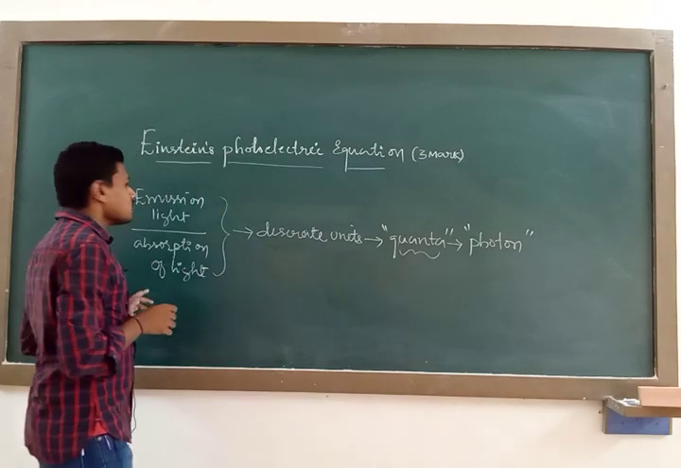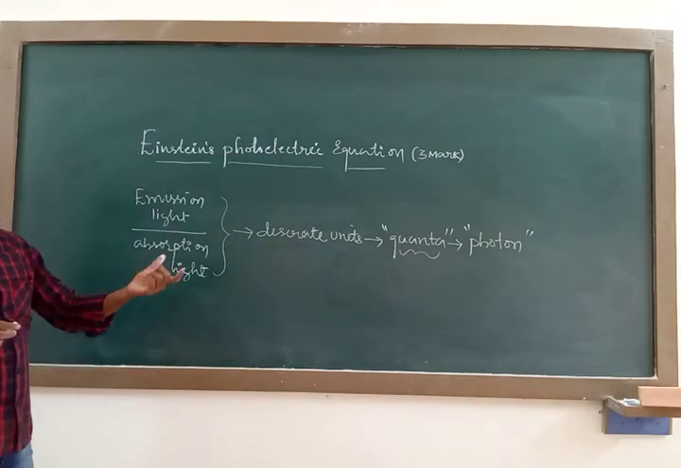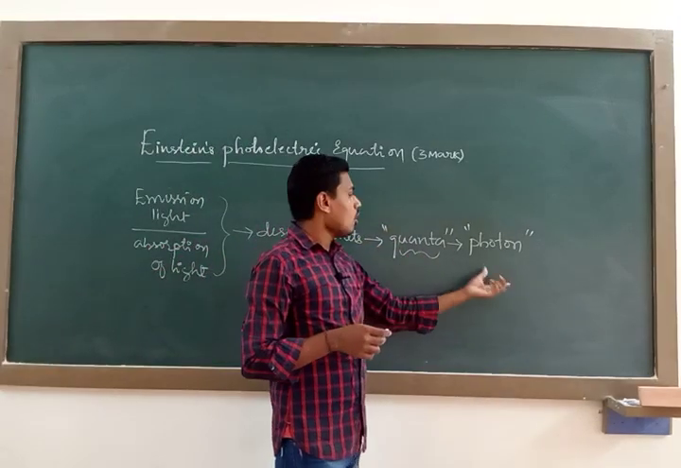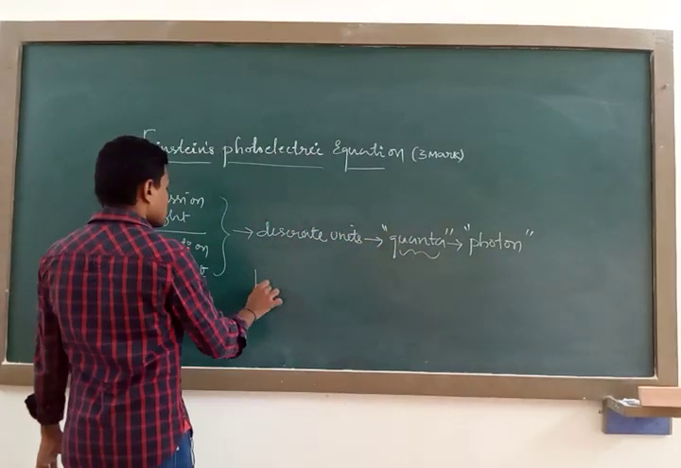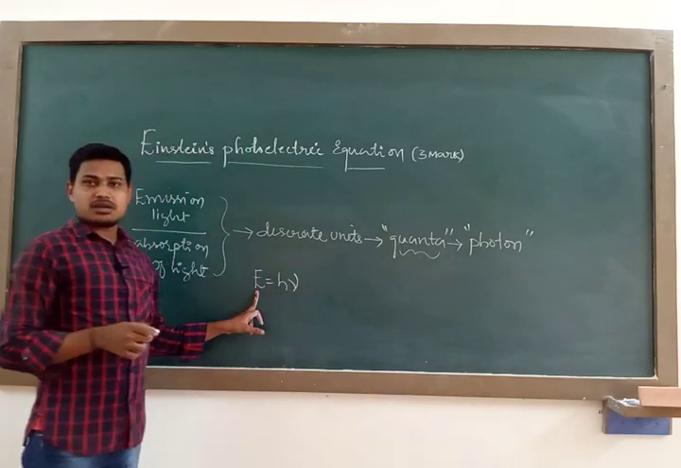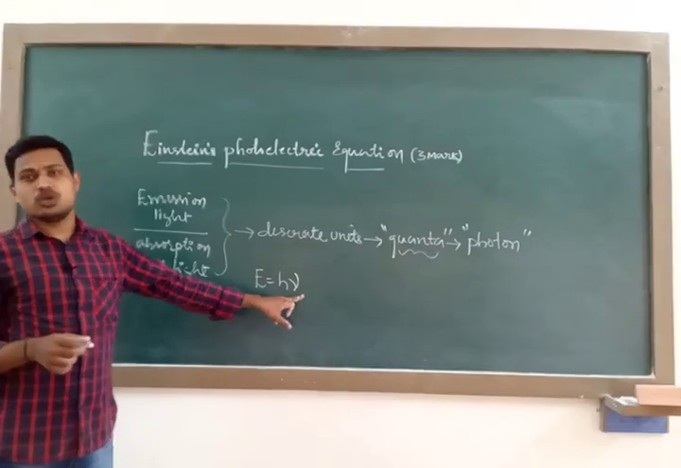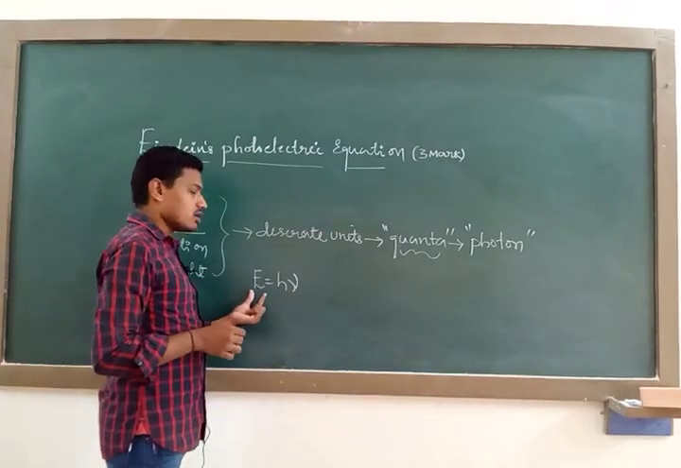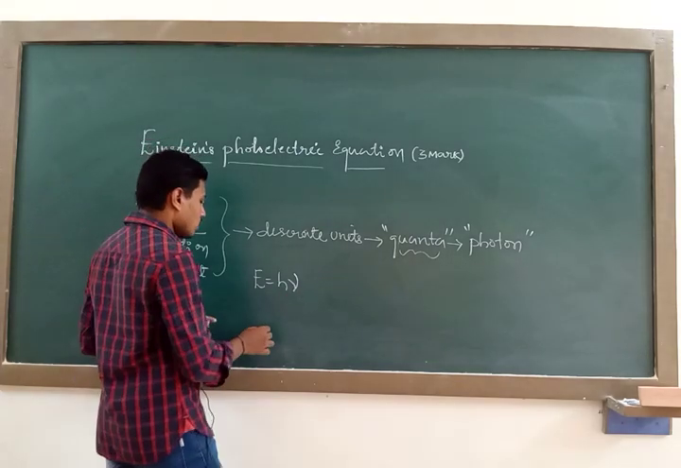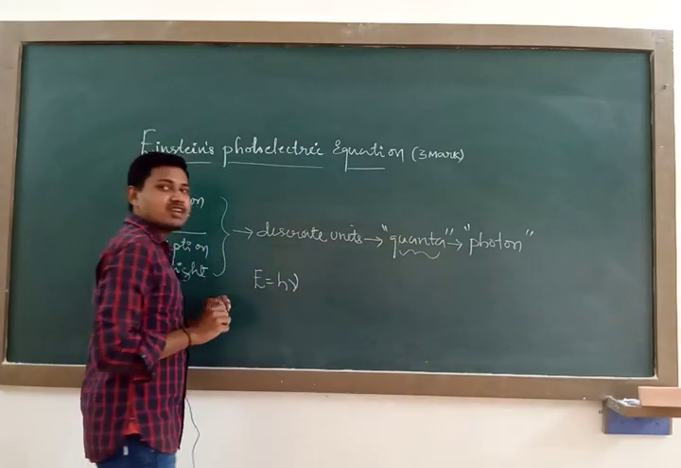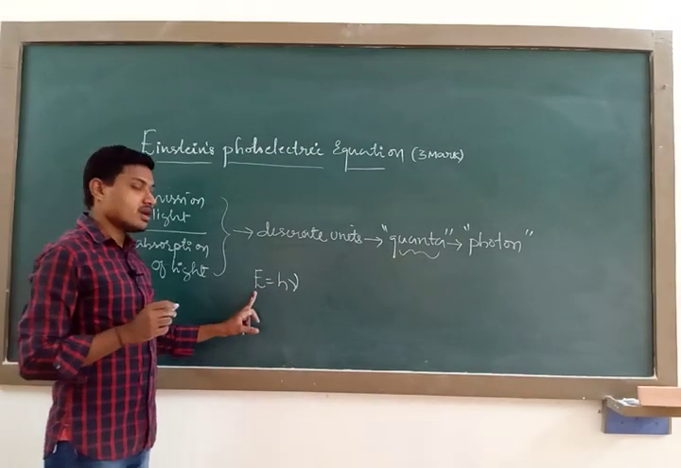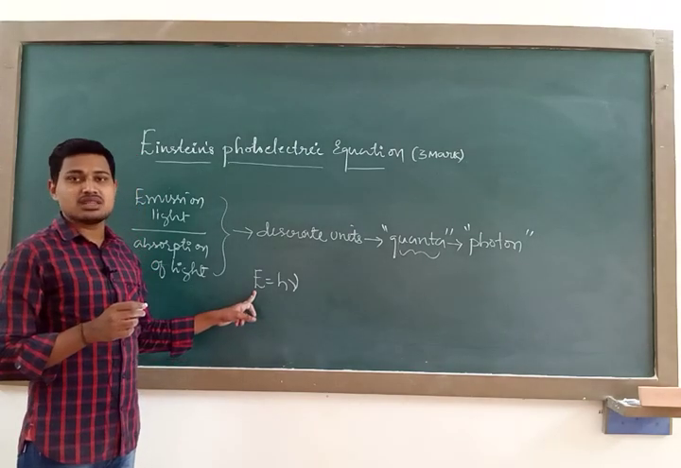And listen here, every discrete unit or every quantum of radiation, or photon, is associated with energy, and that energy is represented with the equation E equals h nu. Here E is called the energy of the photon, h is called Planck's constant, and nu is called the frequency of the incident photon or incident radiation. So higher the frequency, higher will be the energy associated with the photon.